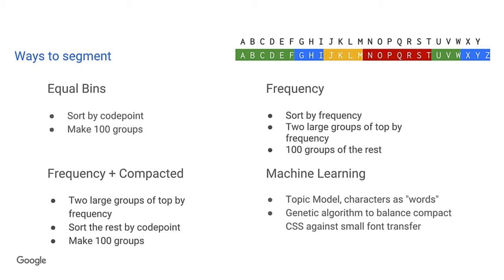And then finally, being Google, we like machine learning. We figured we'd throw some of this at this problem. So we set up a topic model that treated characters as words. We tried to find out which ones kind of co-occurred with each other, and then threw a genetic algorithm on top of that to balance having a compact CSS against a smaller amount of font transfer, and then that spit out a strategy at the end for segmenting the fonts.